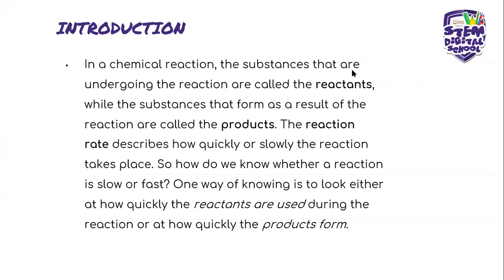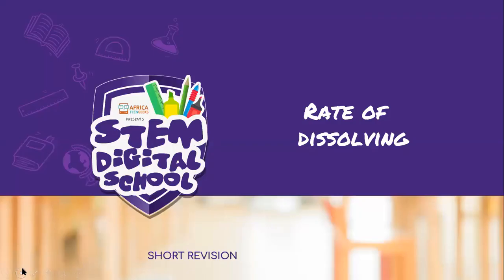Okay, so the most important things I'm going to show you here are: you have a reaction, and this describes the rate of how quickly or slowly the reaction takes place. Now we also know that we have products. The products are formed as a result of the reaction that takes place. Okay, so we're going to do the rate of dissolving.